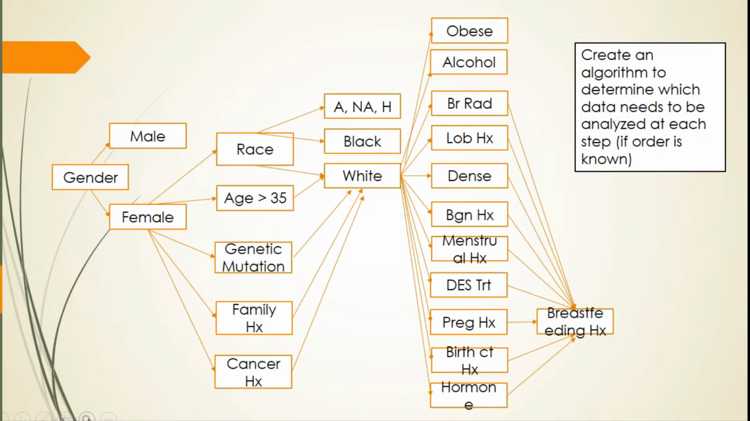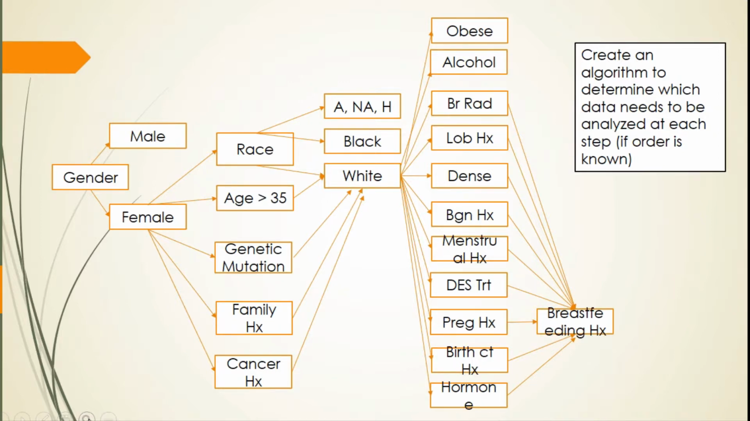If we take those breast cancer risks and we start to draw them out to help us understand what data we need and what we need to look for in that data for our predictive analytics, we could start with gender and looking at our patient population to filter on female versus male. And then moving on to look at age, if age is over a certain age. If there's a history of genetic mutations, family history, cancer history, race, either white, black, or Asian, Native American, or Hispanic.